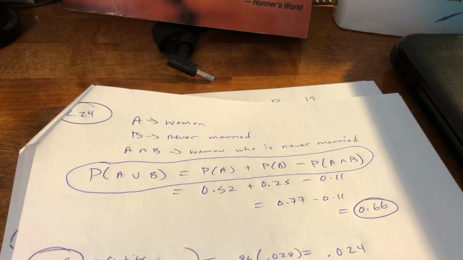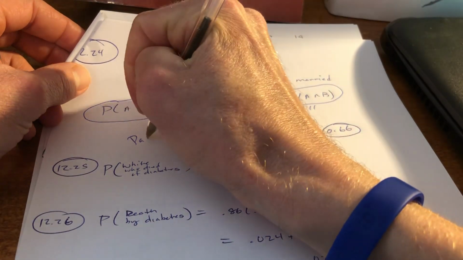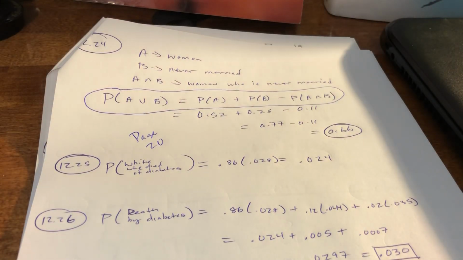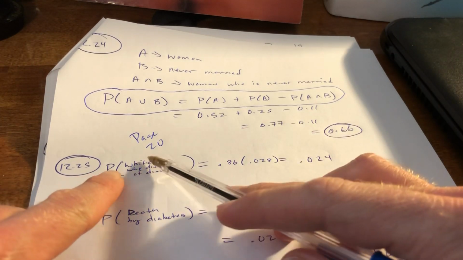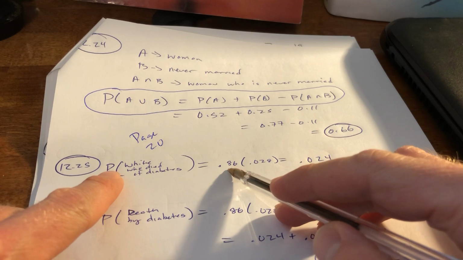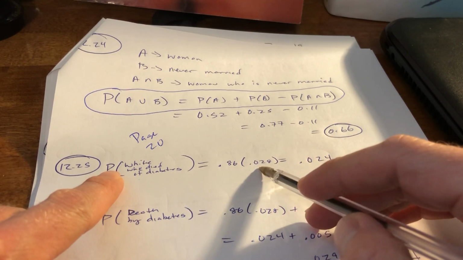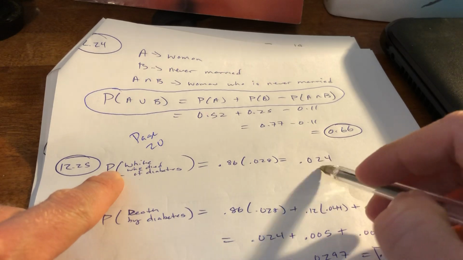12.25. We're going to do this page last here. This is page 20 now. And it said, of people who died in the United States in recent years, 86% were white, 12% were black, and 2% were Asian. This ignores a small number of deaths among other races. Diabetes caused 2.8% of deaths among whites, 4.4% among blacks, and 3.5% among Asians. The probability that a randomly chosen death is a white person who died of diabetes. Okay, so that's it. What's the probability of selecting a white person who died of diabetes? Probability of selecting a white person that died times the probability that that death was by diabetes.